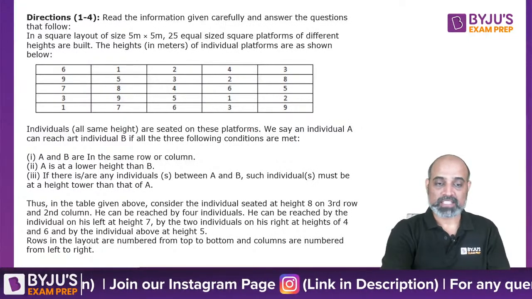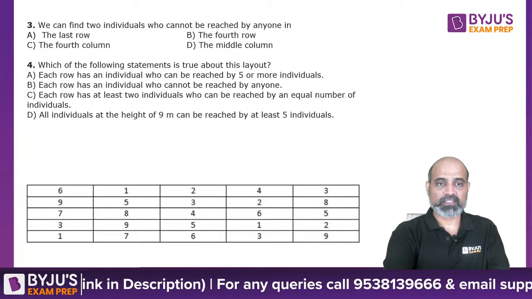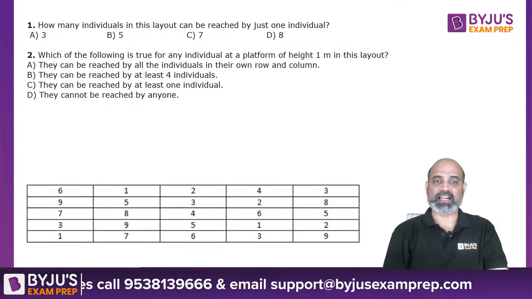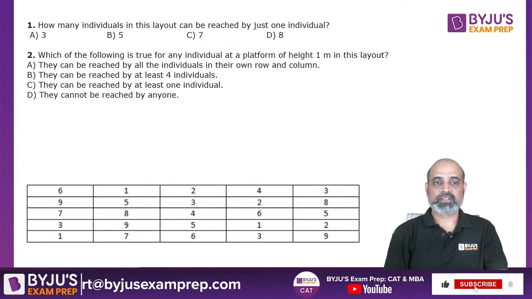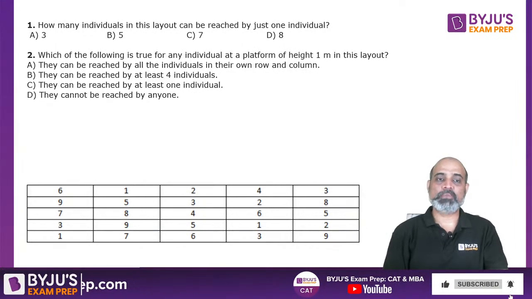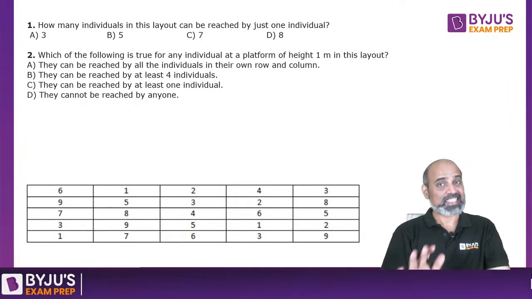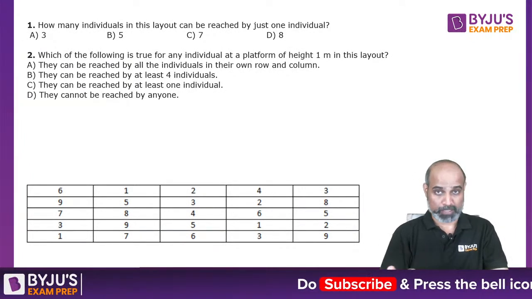Okay, so now let's look at the questions. How many individuals in this layout can be reached by just one individual? 3, 5, 7 and 8. Since we have to check for every person, we have to be patient. This is easy to understand but time consuming to solve, because there are 25 people that we need to take care of.